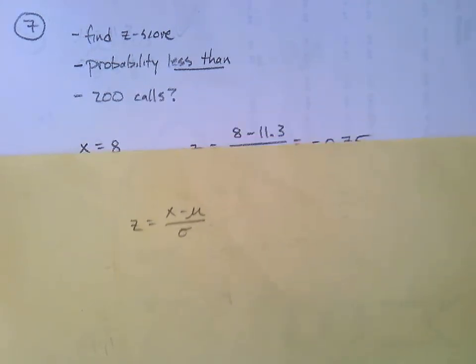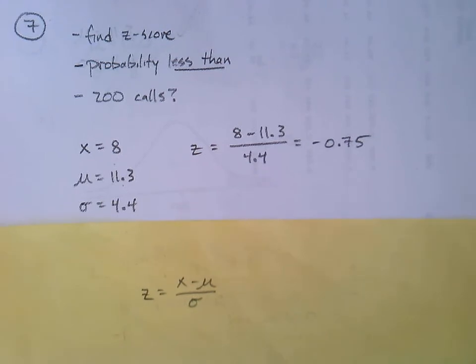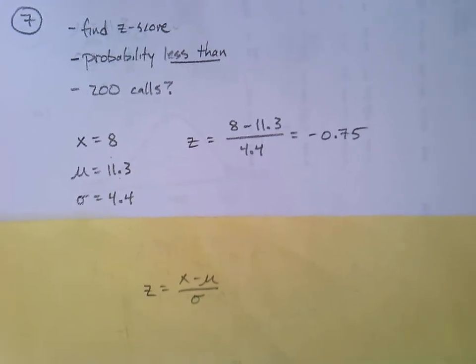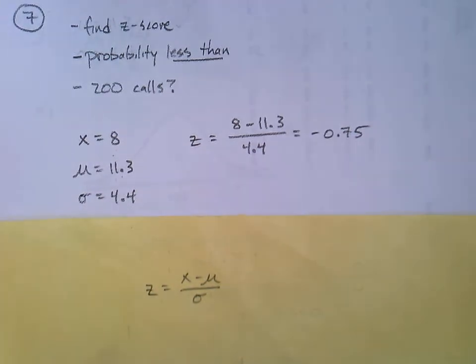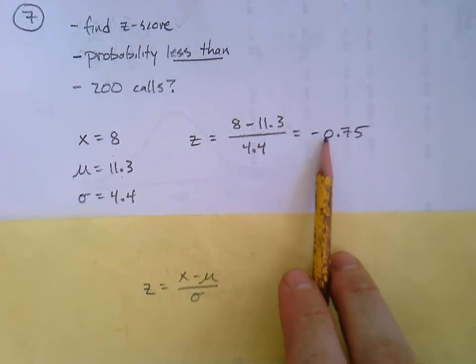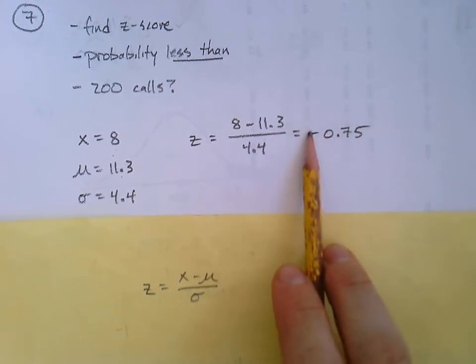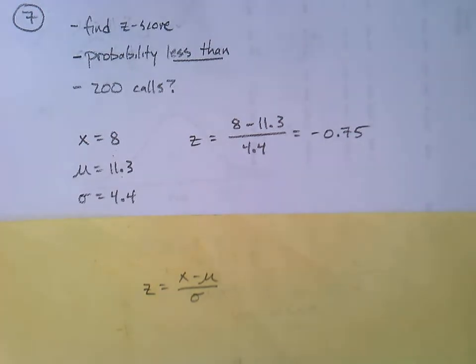Let's begin by finding our z-score. And so, okay, we can just plug all those numbers in, and I'll just show you what I got here. So we know x equals 8, mu equals 11.3, sigma equals 4.4. We'll put those into our formula. 8 minus 11.3 divided by 4.4, and make sure you round to 2 decimal places. 2 decimal places is what you want, because that is the accuracy of our z-table, how we look up these probabilities. Okay, so we found z equals negative 0.75.